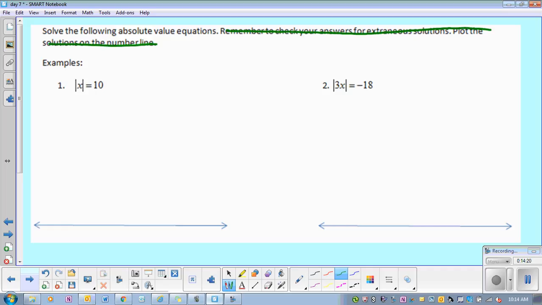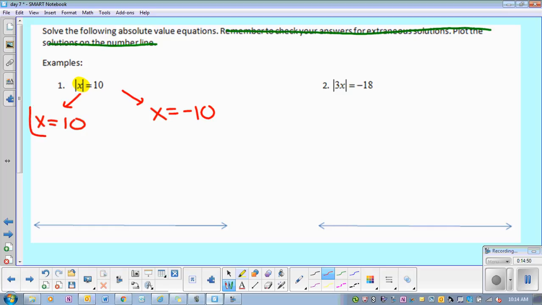Okay, let's look at number 1. Remember, first step, you want to get the absolute value all by itself. Is it already all by itself? Yeah. So I'm going to drop the bars and write it twice. First one is x equals 10, which looks exactly like my problem. And the second one is x equals what? Negative 10.